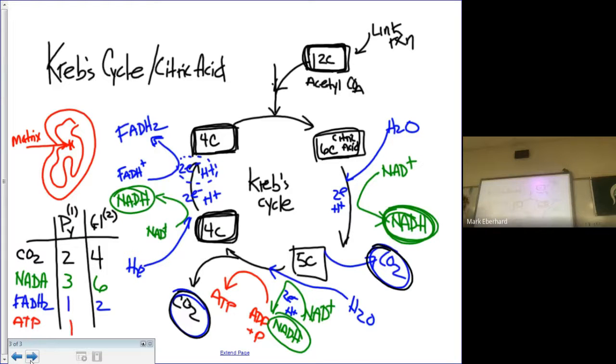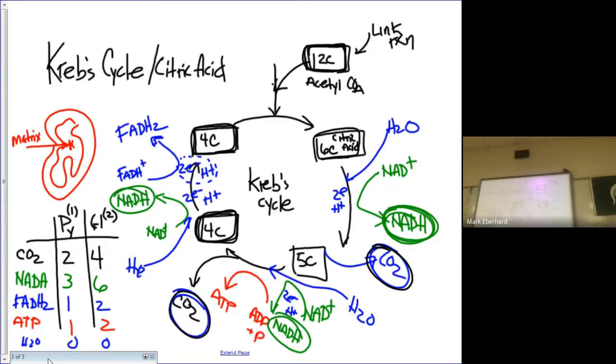ATP, we have 1 per turn or 2 per glucose. And to this point, water, we still have none.